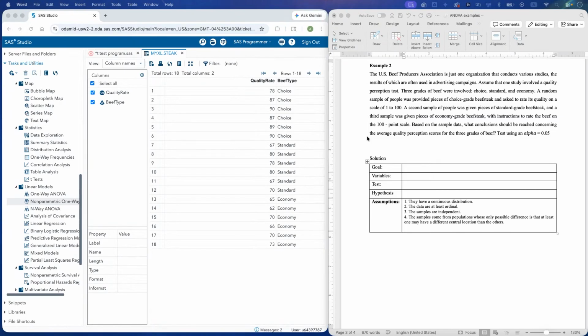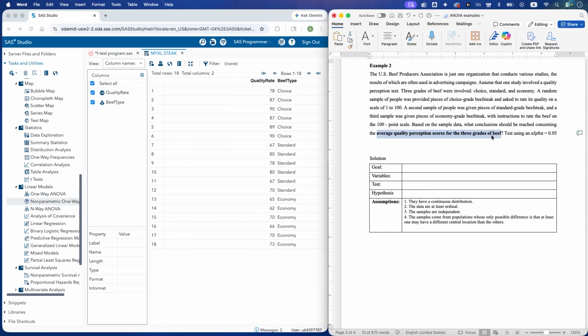A random sample of people was provided pieces of choice grade beef steak and asked to rate the quality on a scale of 1 to 100. A second sample of people was given pieces of standard grade beef steak, and a third sample was given pieces of economy grade beef steak, with instructions to rate the beef on the 100-point scale. Based on the sample data, what conclusion should be reached concerning the average quality perception scores of the three grades of beef? This is the goal.